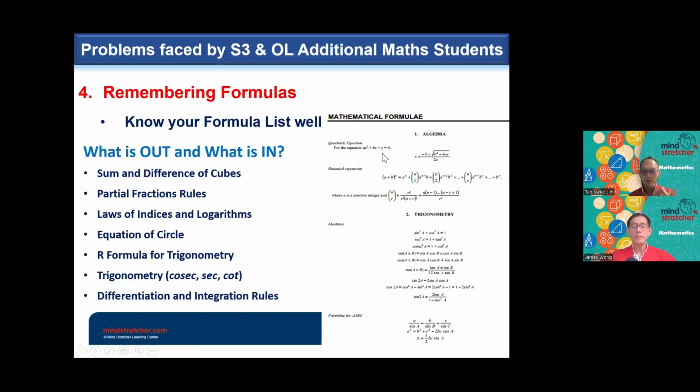For example, the quadratic equation, where you find your x using the quadratic formula. Then there's also the binomial expansion formula, and how we actually find n choose r, and subsequently this part on trigonometry. These are only some of the trigonometry identities that they are given. And also below it is the formula for a triangle, like ABC, so the area of a triangle is half BC sine A, for example.